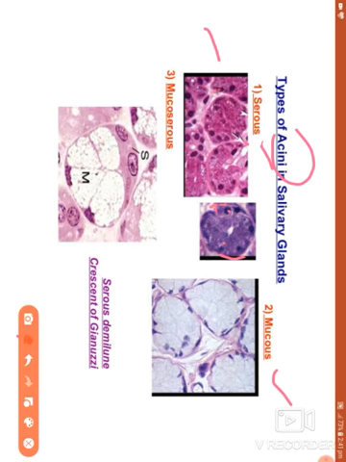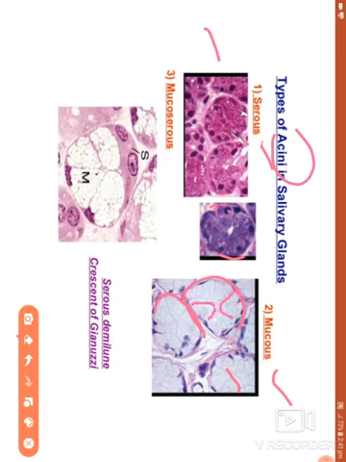Then next is the mucous acinus. See, this is the mucous acinus. The serous acinus is exactly spherical in shape, whereas the mucous acinus is somewhat tubular in shape. Pale cells: the mucus won't take any stain, so it appears pale in color.